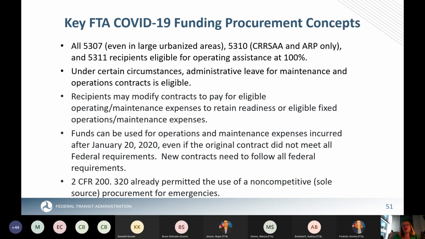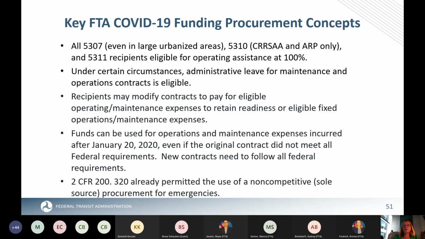The first point is that all 5307, even those in large urbanized areas, 5310 for CRRSAA and ARP only, and 5311 recipients were eligible for operating assistance at 100% share. So what that means, especially for the large urbanized, is that for years they had not gotten operating assistance. And if now you're receiving operating assistance, you need to make sure that you recognize those procurements as FTA funded.